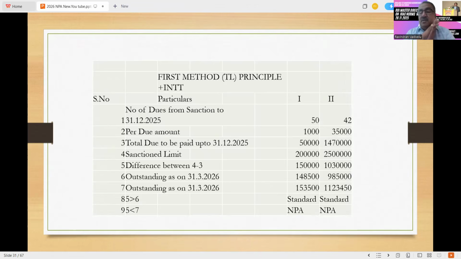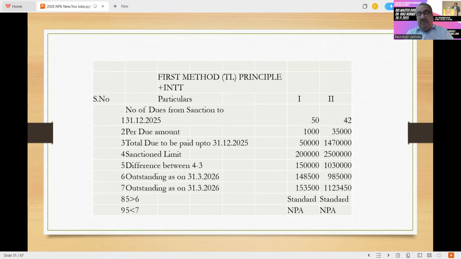Let us go for the understanding of the first method of term loan, that is principal separate, interest separate. So here, please go to point number 1, that is serial number 1: number of dues. Calculate the number of dues from the date of sanction to 31/12/25. From the date of sanction to 31/12/25, it is 50 dues. Here, in the first method, it is dues of the principal. Next, what is it per due? It is 1000. So what is the due amount to be paid up to 31/12/2025? Because after 1/1/26, everything we have to treat as standard, that is the NPA cutoff date. So you have to calculate all the dues from the date of sanction to 31/12/25: 50,000.